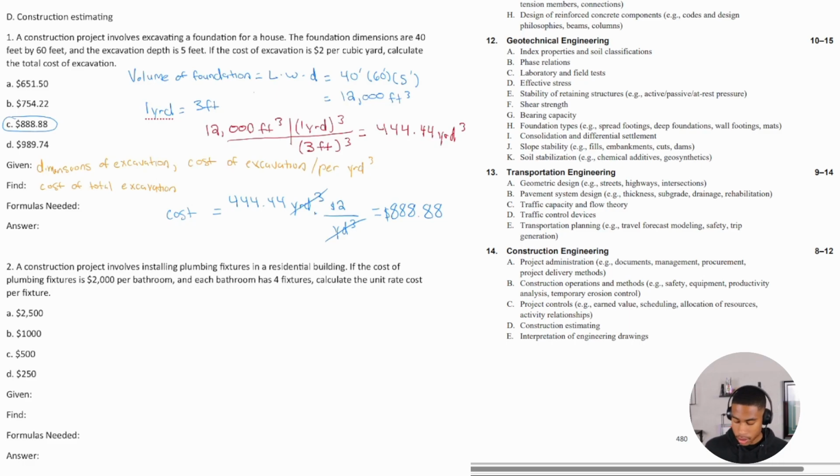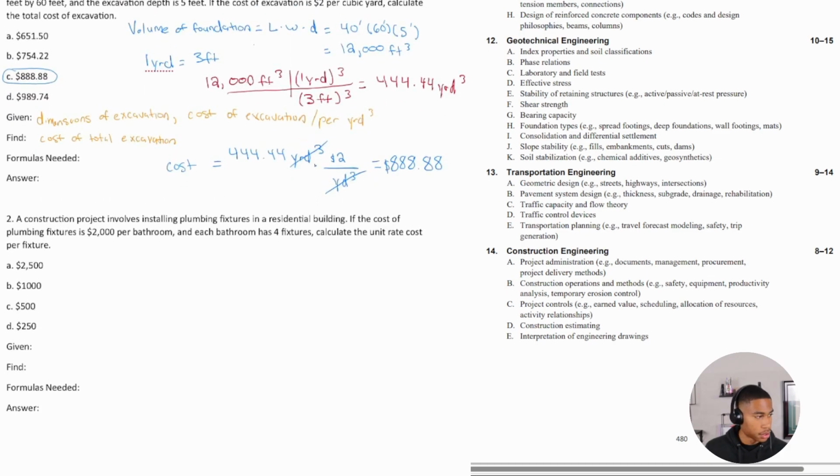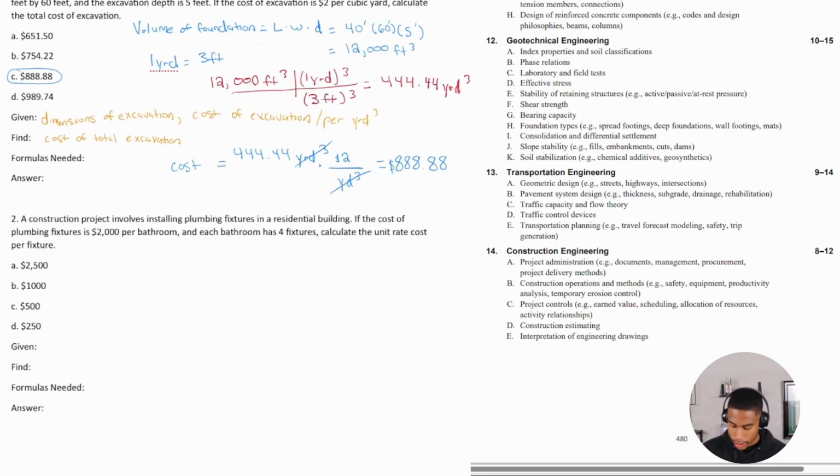All right, let's move to number 2. It says a construction project involves installing plumbing fixtures in a residential building. The cost of plumbing fixtures is $2,000 per bathroom, and each bathroom has 4 fixtures. Calculate the unit rate cost per fixture. Okay.